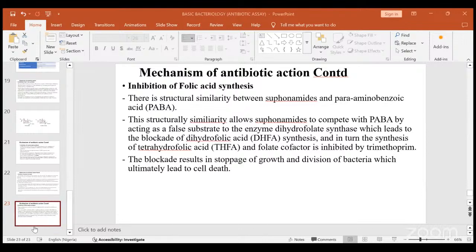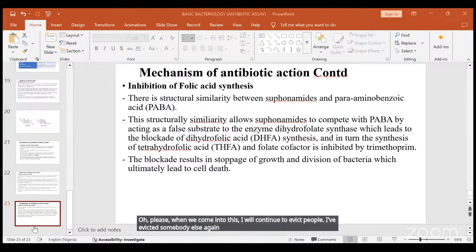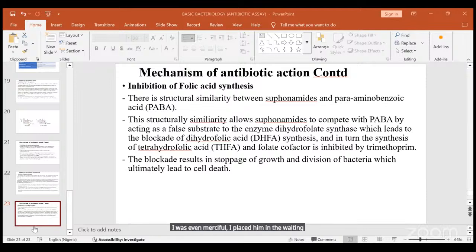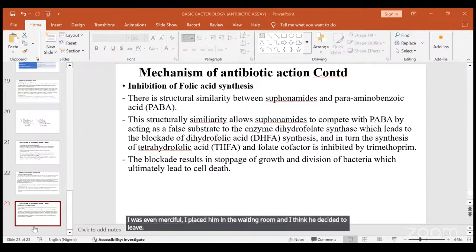You are not hearing because the lecturer muted his mic. Hello, everyone. Hello, our able class governor, sir. So please, when we come into this, I will continue to evict people. I've evicted somebody else again, one Adedire, I don't know who the person is. In fact, I was even merciful. I placed him in the waiting room, and I think he decided to leave. So I will continue to do that.